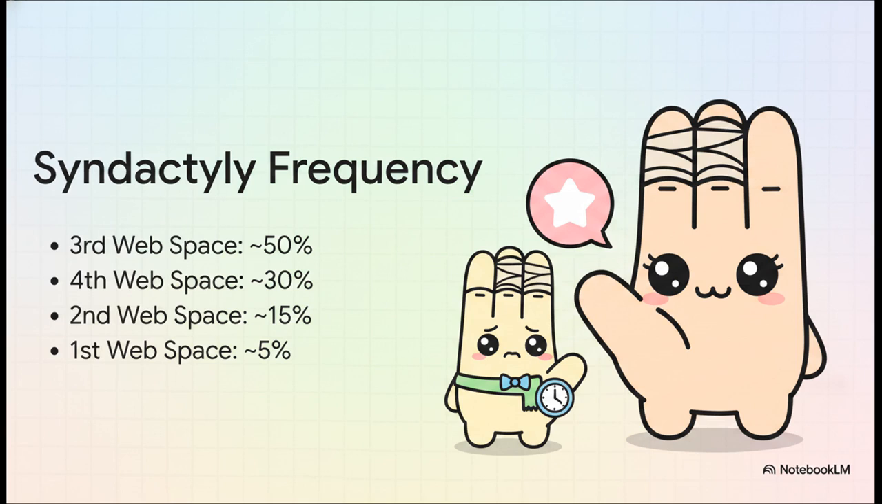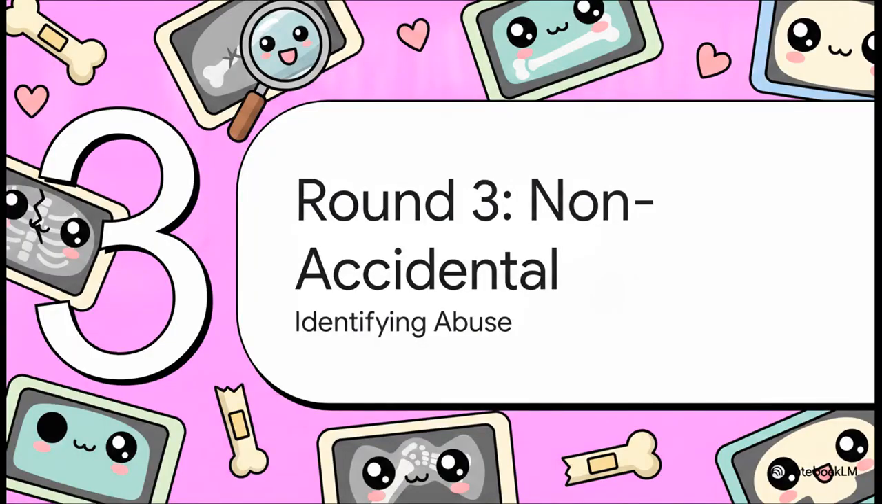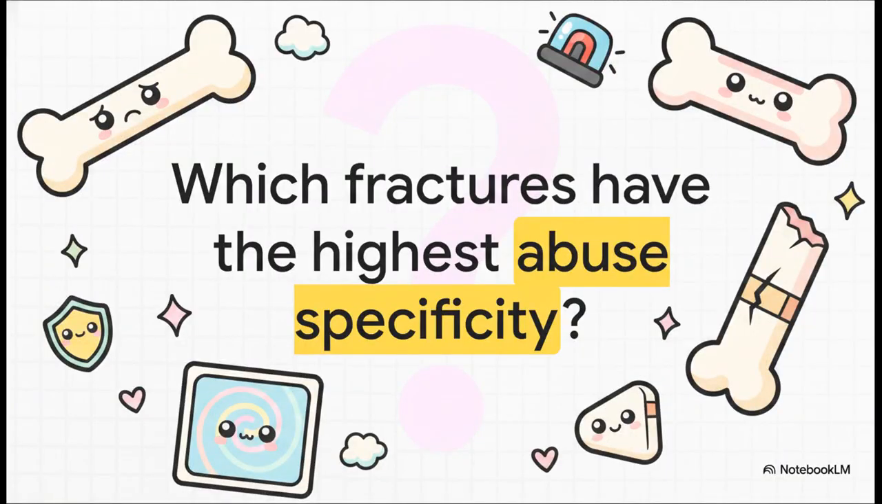That requires early surgical release, very often before the child is even 6 months old. Moving on to round 3, identifying non-accidental injuries. This is a vital shift in tone because recognizing these markers can literally save a child's life. So, which specific fracture patterns carry the highest diagnostic specificity for domestic abuse and non-accidental injury?